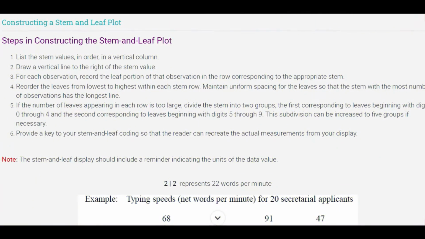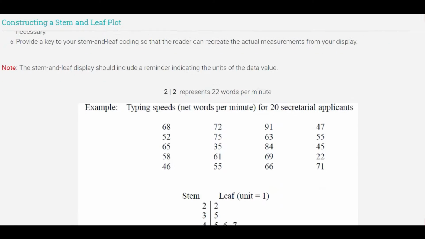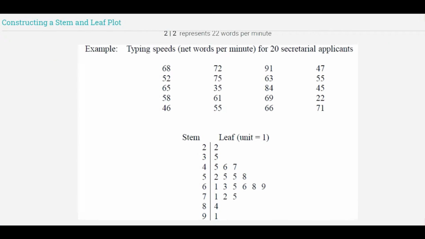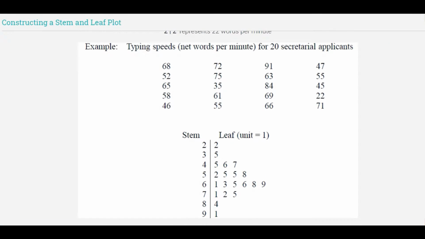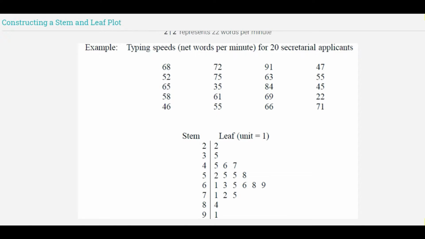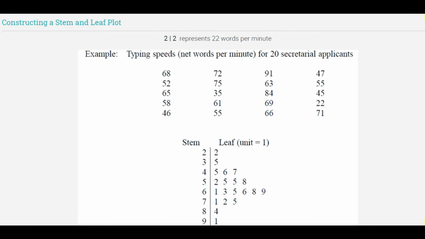In this particular example, the data shows the typing speeds for 20 secretarial applicants. The measures are given in net words per minute. So here is the raw data. As you can see, it is not sorted in an increasing manner.